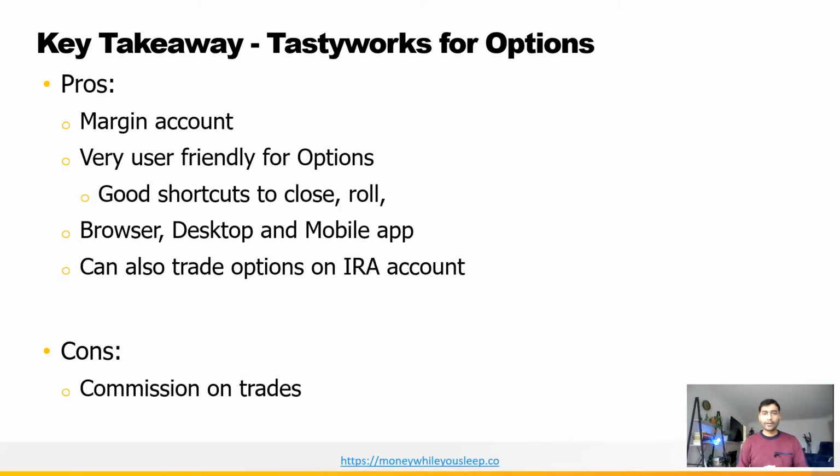Also you can trade options on the IRA account. So on your retirement account also you can trade with options. Many brokers do not allow you to trade options on their IRA account. You can only buy stocks. The con is obviously they have got a small commission on each of their trades, but the other apps like Robinhood or Webull, they don't have any commission on options trades. So that's one of the cons. But the kind of user friendliness they are giving to execute options, in my opinion, it is worth it if you are serious about options.